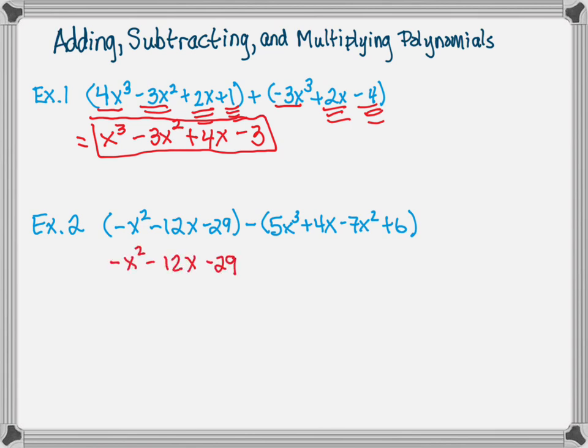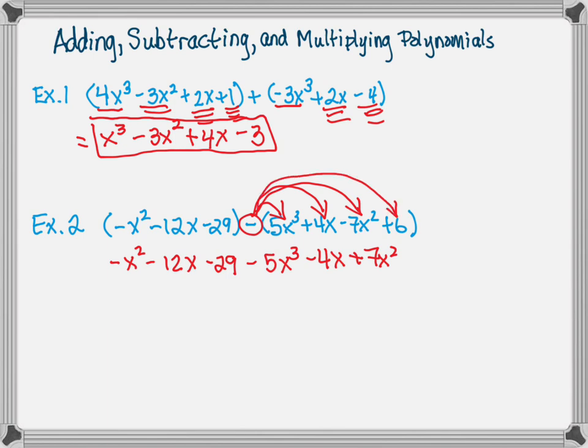So for problems like this, I prefer to distribute the negative to the term that follows the minus. So the first term stays the same. I still have negative x squared minus 12x minus 29. And then I'm going to distribute the negative to the second term. So negative 1 times 5x cubed is negative 5x cubed. Negative 1 times 4x is negative 4x. Negative 1 times negative 7x squared is positive 7x squared. Negative 1 times 6 is negative 6. This is because subtraction is like adding the opposite.